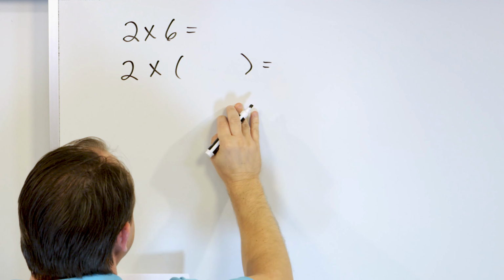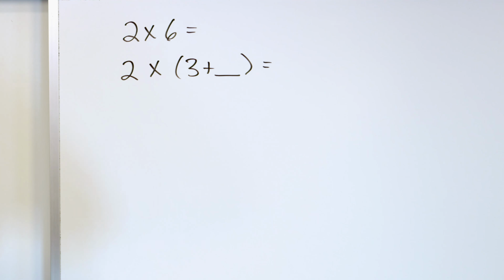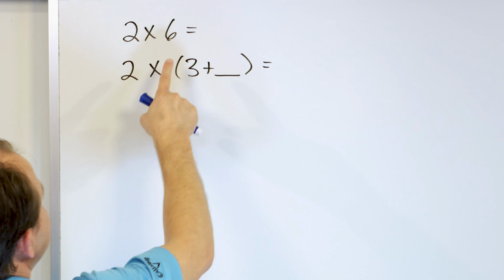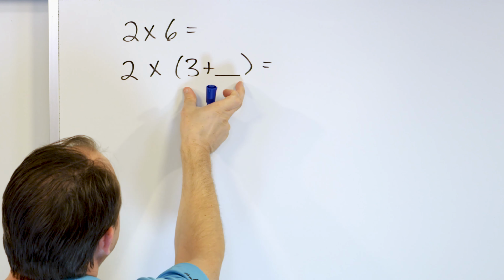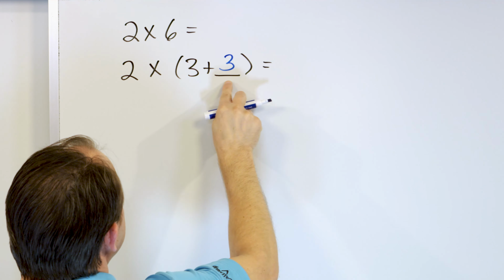Let's rewrite this 6 as the following: 3 plus some number in a blank. What has to go in that blank? If the answer is 6 here, and I'm trying to replace it with this, and it's 3 plus something, then what must go here is a 3, because 3 plus 3 is 6.